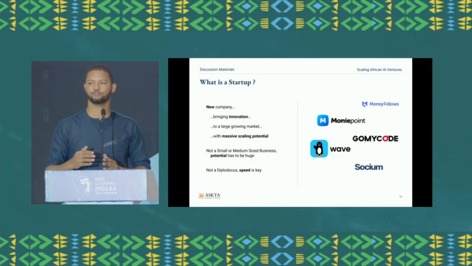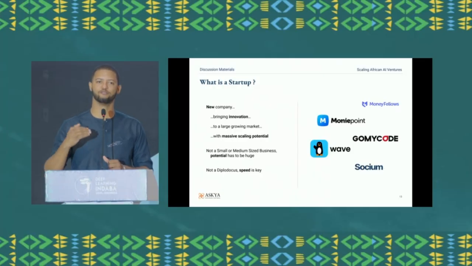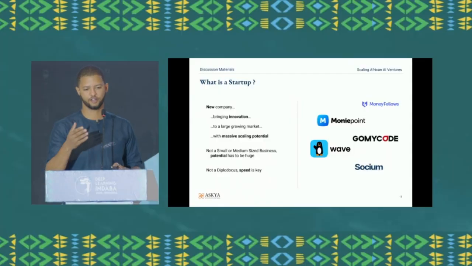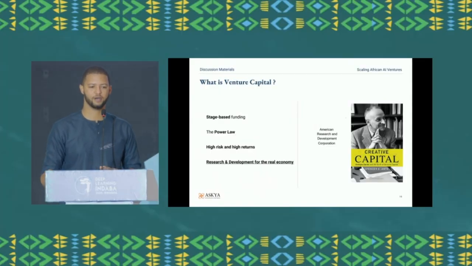Now, why is this difference important? It's important because of the model of venture capital, which is a high-risk investment strategy that is designed to help and back companies that have a huge growth potential. It is about speed, and it is about scaling the company. And I hope I've shared something that is clear enough here, and I will highlight it further on the next slide, talking about what is venture capital.